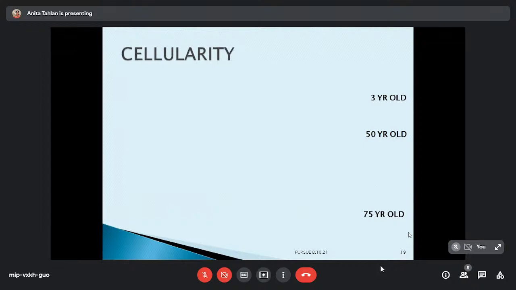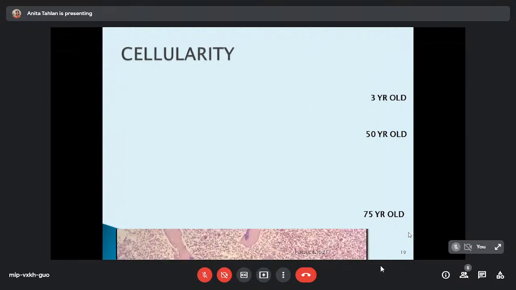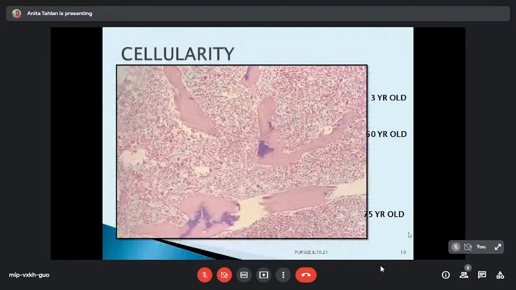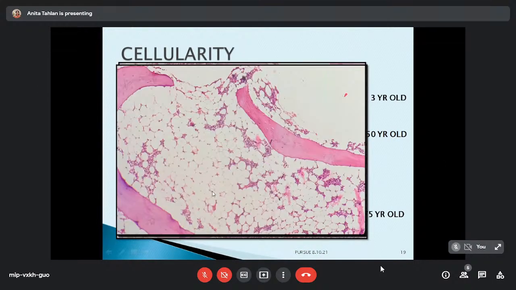So hematopoiesis occurs in the extravascular space between marrow sinuses, and the cellularity is obviously more in a 3-year-old child, active marrow, rest would be fat. Now these hematopoietic cells are not arranged at random, but as I said earlier, they have consistent spatial relationships.